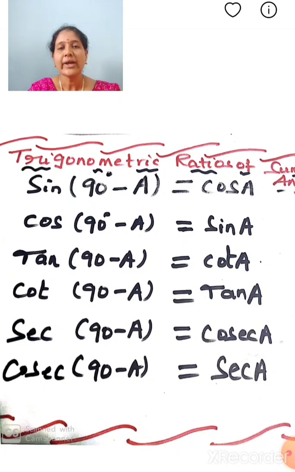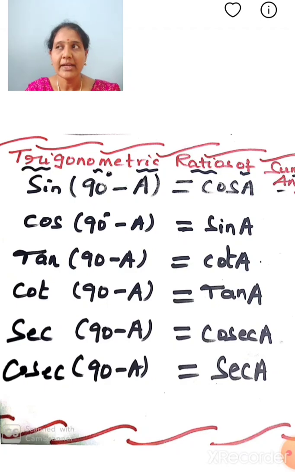So you just write all the formulas without seeing even once, then correct yourself. You know what the capability is, what the achievement is. That is your self-assessment only, children. So you have to learn properly. So sin of 90 minus A is nothing but cos A.